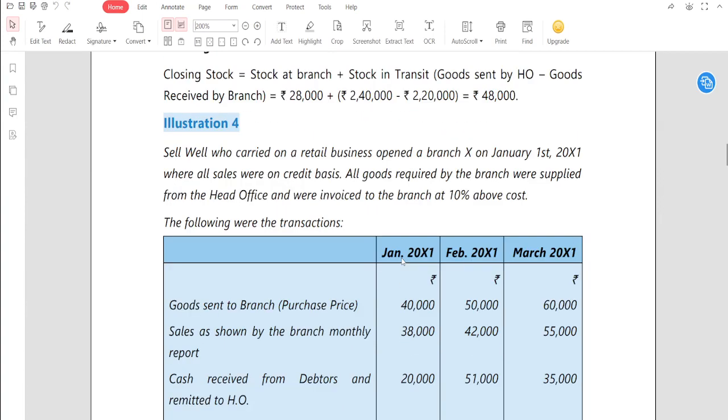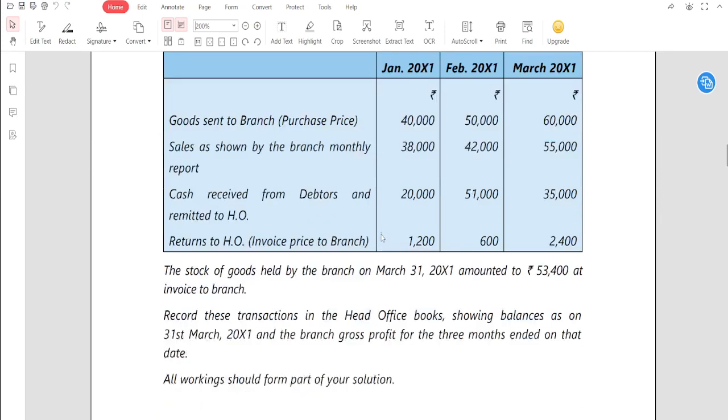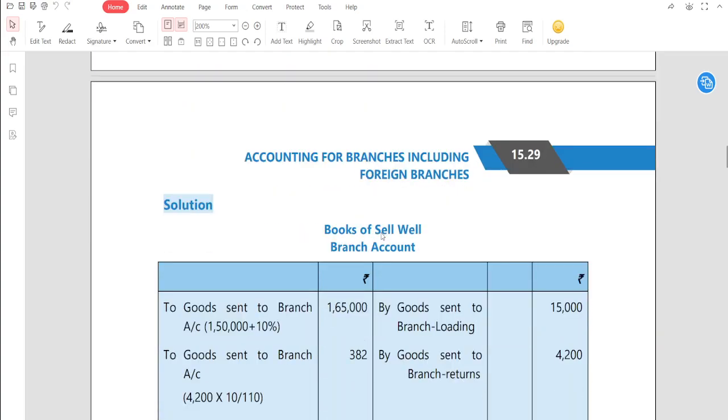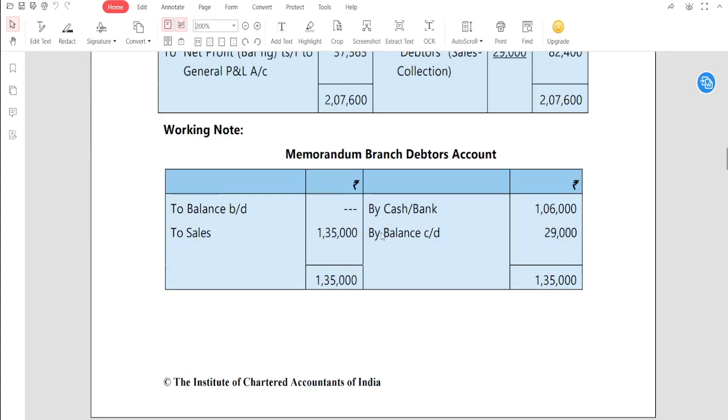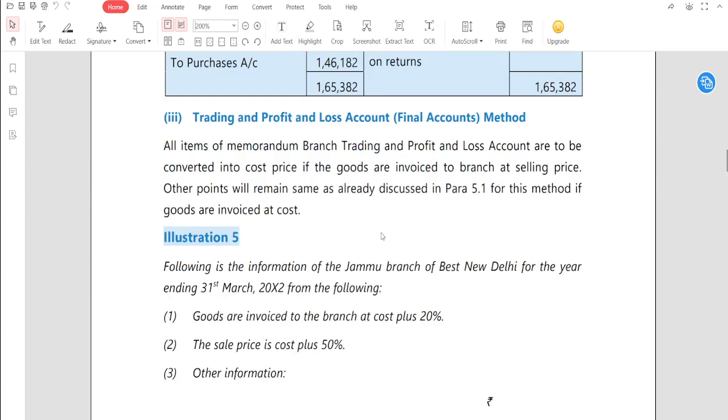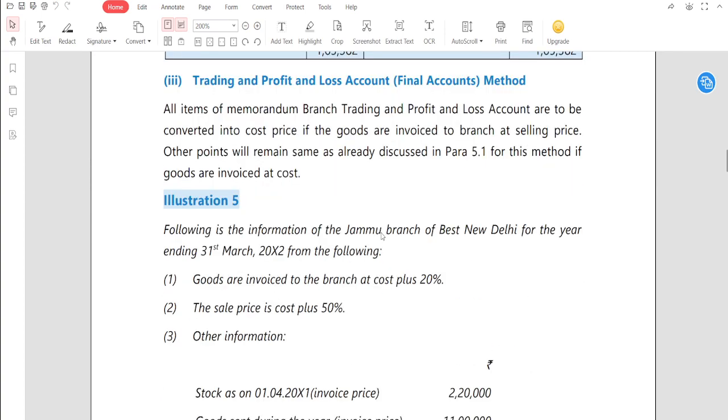And question number 4, see this one. We have not done it, but I think you can do it because we have done a lot of stock and debtors. You can please try. Mark question number 4. This one is a trading and profit and loss account, final account method. So this question I'm going to do.